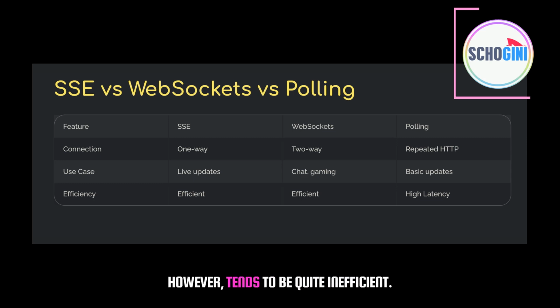Polling, however, tends to be quite inefficient. The client is always sending requests, even if there's nothing new on the server. And that can put a lot of strain on both the client and the server. Plus, it introduces delays because you only get updates when the client happens to ask. I can see how that would be a problem.